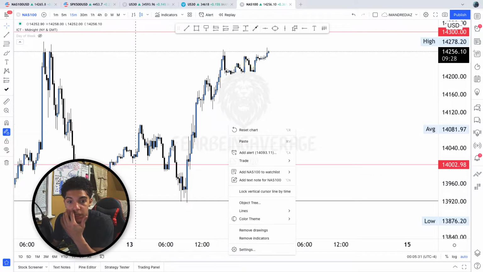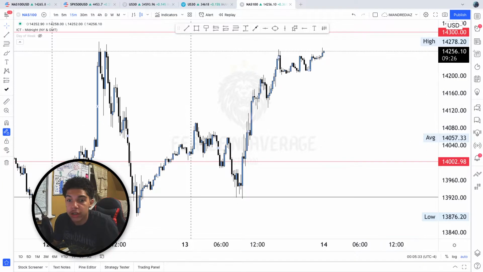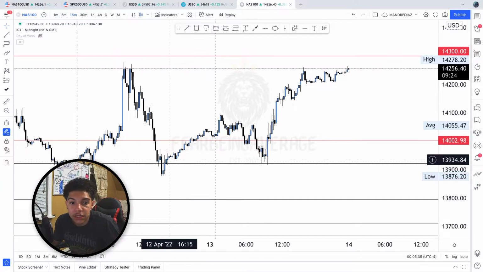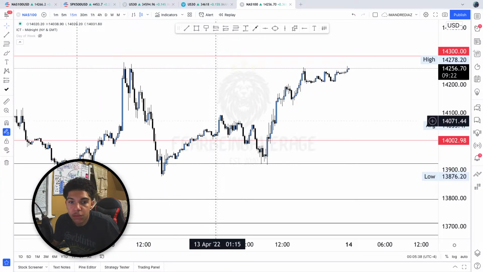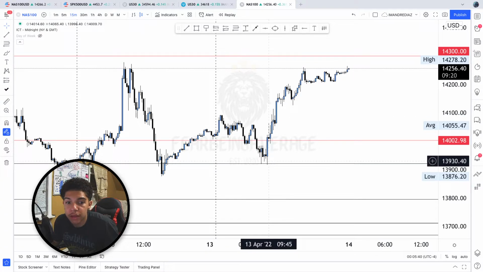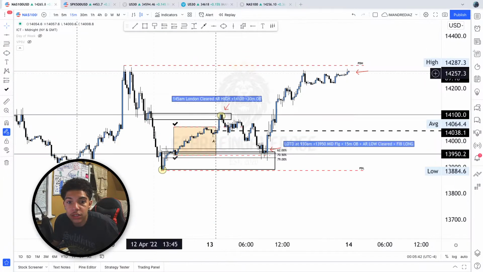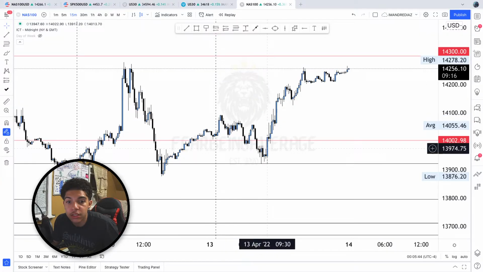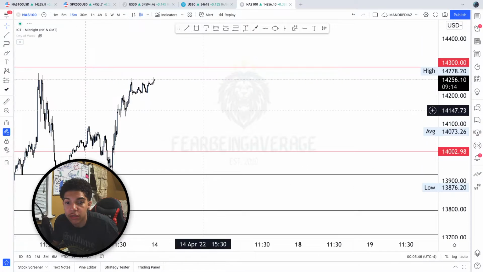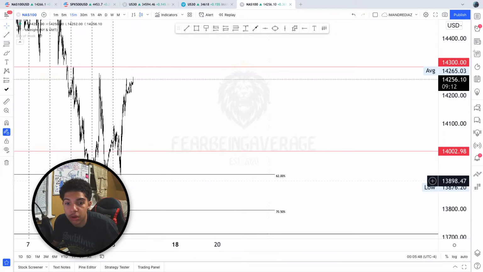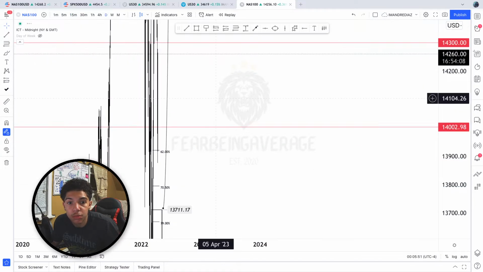So if you come to say the 15-minute, right in here, we tapped into 62% yesterday, pushed higher, and this is where we retraced today. So we retraced, just like over here, this area here. This was also a higher time frame rejection of that 62% on the fib long, as you can see. And then price pushed to the top side.